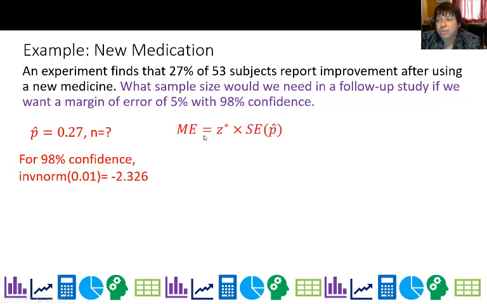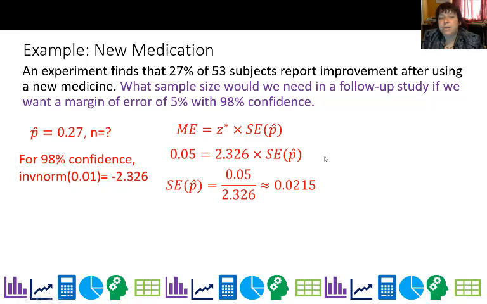Now, here's our margin of error formula. Margin of error is your critical value times your standard deviation for your statistic. I'm going to put the 0.05 in for the margin of error. This value, the positive, I'm going to put in as 2.32. And I'm going to solve it for the standard error. So my standard error should be 0.0215.